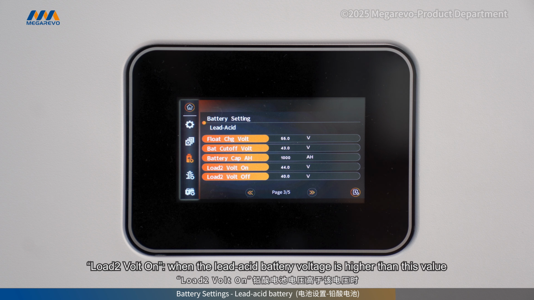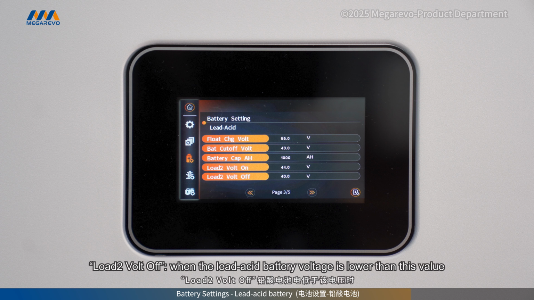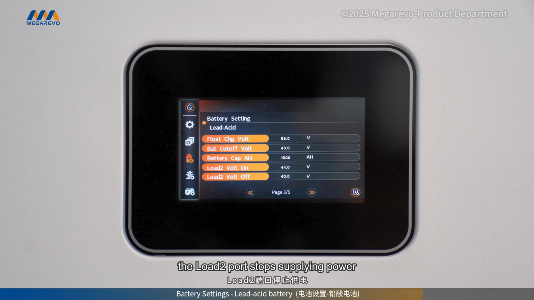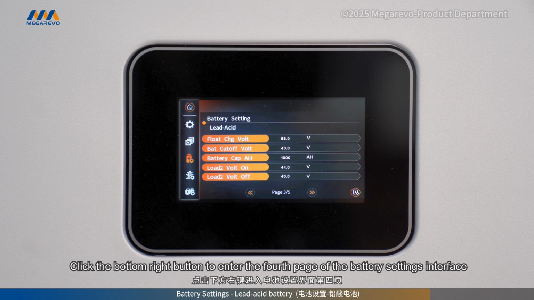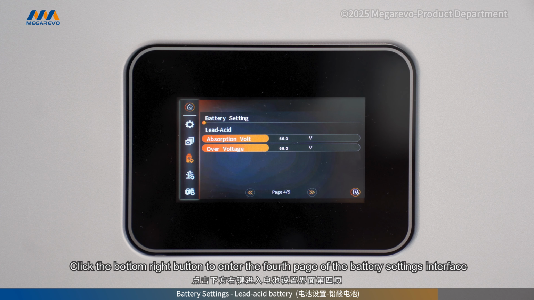Load 2 volt on. When the lead-acid battery voltage is higher than this value, the load 2 port is allowed to supply power. Load 2 volt off. When the lead-acid battery voltage is lower than this value, the load 2 port stops supplying power. Click the bottom right button to enter the fourth page of the battery settings interface.